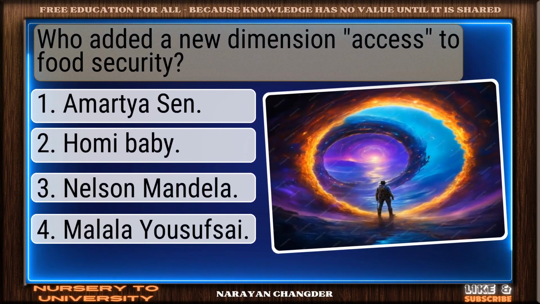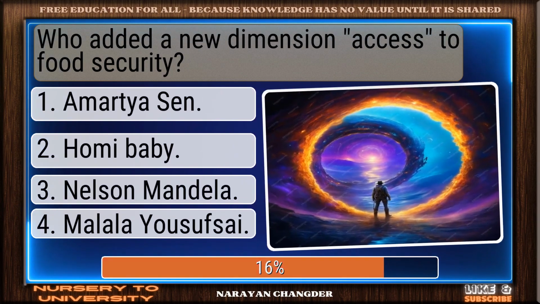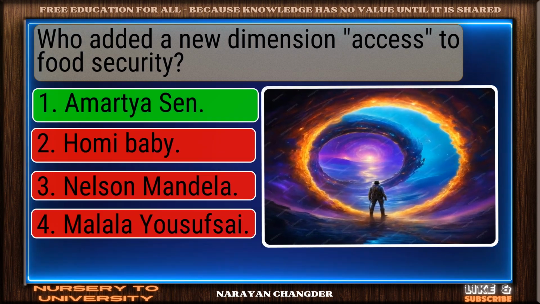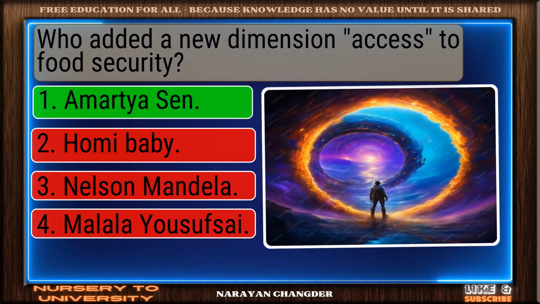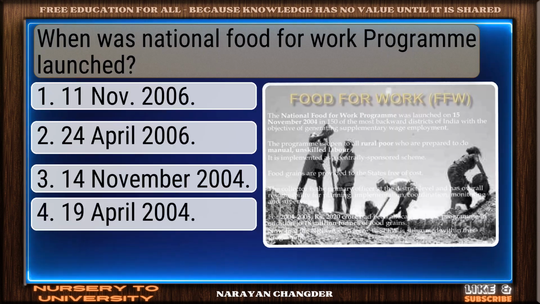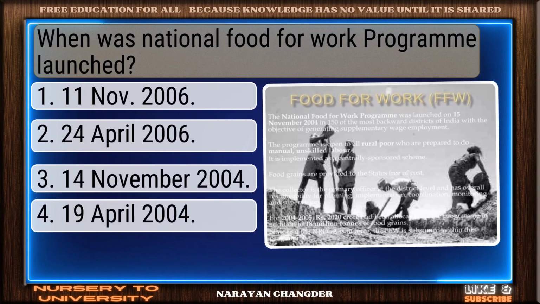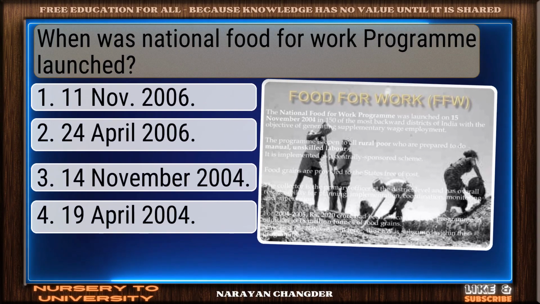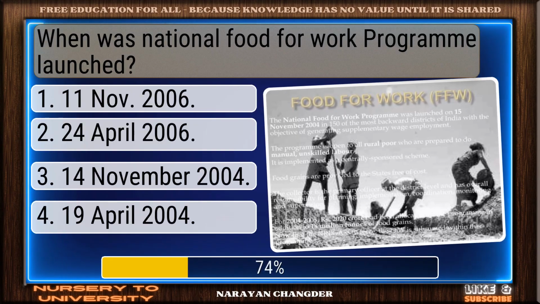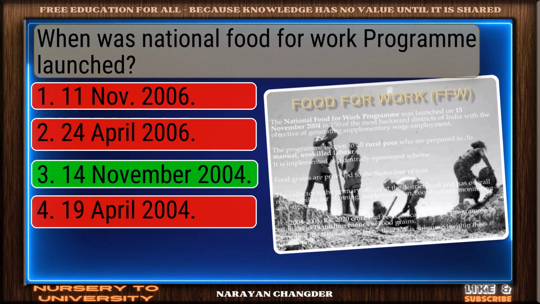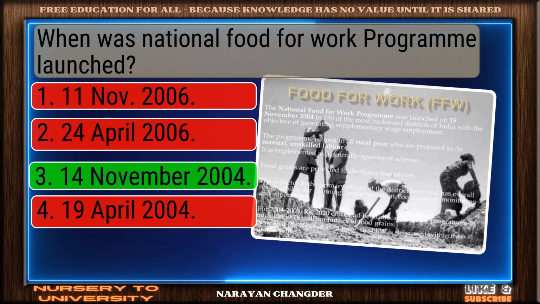Who added a new dimension, access, to food security? Nicely done. Amartya Sen is a solid answer. When was the National Food for Work program launched? Nice work. You chose 14 November 2004 and it is correct.